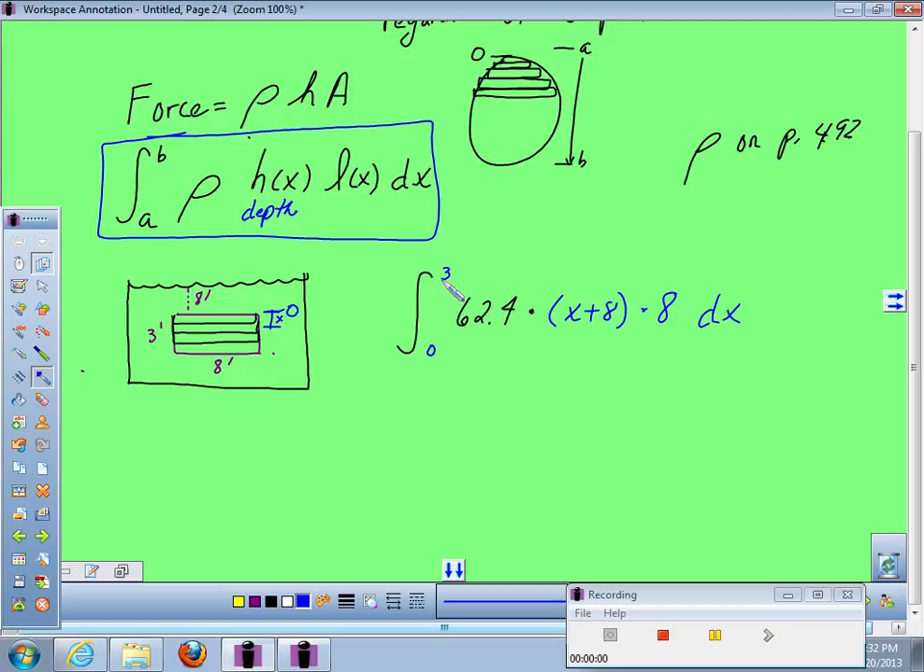And yes, if you calculate an answer, it'll come out to 9,734.4. What kind of units do you think we're using for just force? It's either pounds or newtons. And we were using feet, so yes, you have to be in pounds. So 9,734.4 pounds of force.